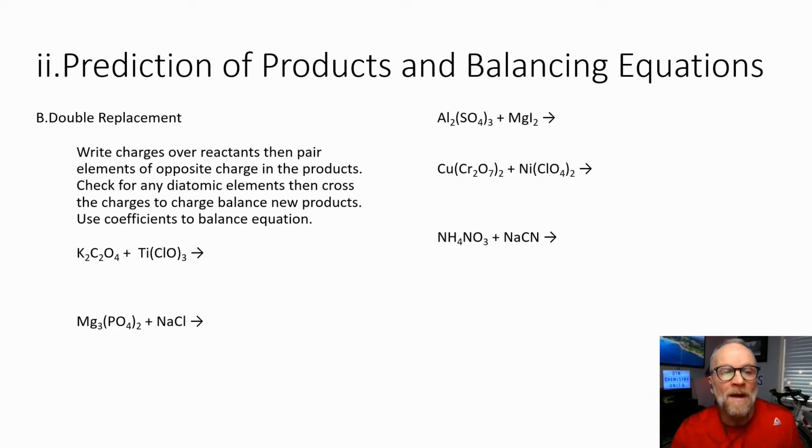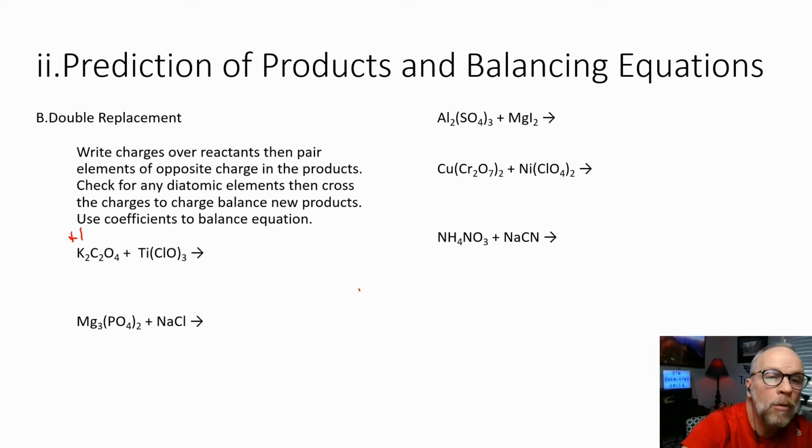Okay, so now we have double replacement reaction, and the steps are the same. So let's go through those and do some example problems. So here we have potassium oxalate. This is an interesting one because it is one where you probably don't have oxalate on your list. At least I did not include it in mine, but it's a pretty common polyatomic ion, and you might want to add it to your list. It is -2 charged.